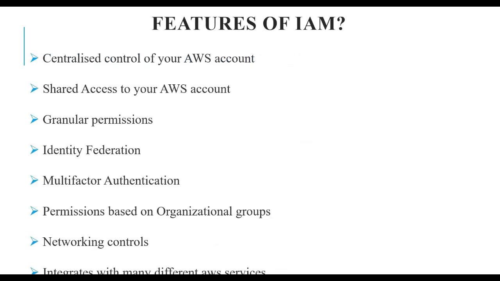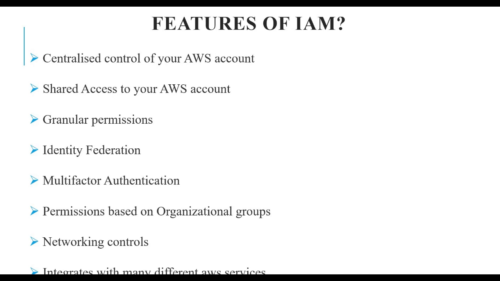The next is features of IAM. The main features are centralized control of your AWS account, shared access to your AWS account, granular permission, identity federation, multi-factor authentication, permission based on the organizational groups, networking controls, and integration with many different AWS services. So let's see them one by one.